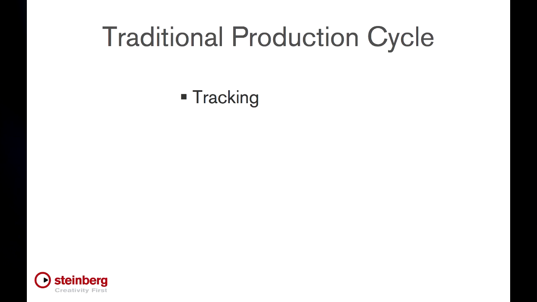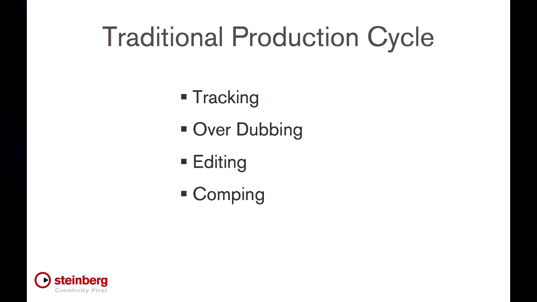The second step is normally overdubbing. That's the process of adding additional tracks to your basic recording. The next step is often editing. This can be cleaning up unwanted noises, fixing MIDI notes, and compositing multiple takes into a single performance. We'll show you how to use the powerful new compositing tools in Chapter 6.